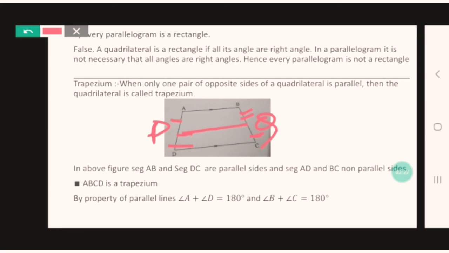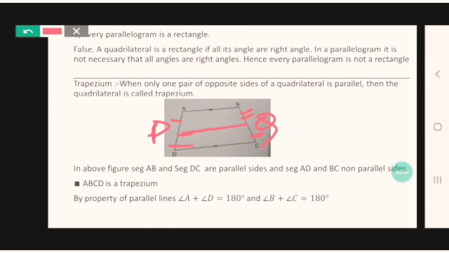Okay, now P and Q are the midpoints of non-parallel side AB and DC of trapezium ABCD respectively. Therefore, PQ is the median of the trapezium. Now, problems based on it we are going to discuss now.